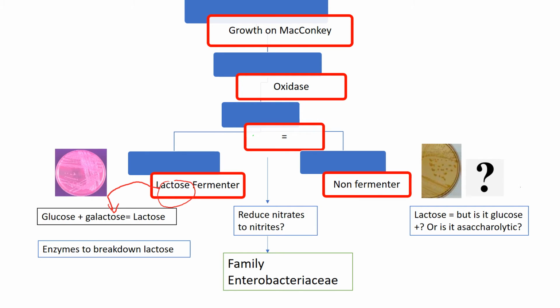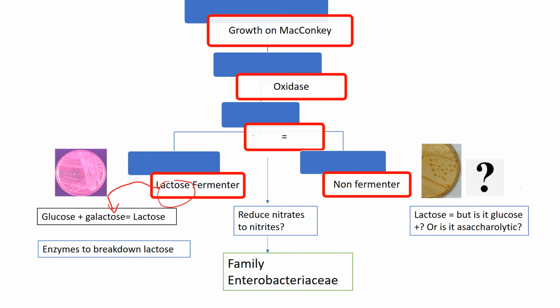Some bacterial species can only metabolize carbohydrates in its simplest form, and that is glucose. I already said that, right? They cannot metabolize or ferment lactose. So the question is, when the colonies on MacConkey are clear and colorless, that indicates non-lactose fermentation. But is it because they cannot ferment lactose, or is it because they cannot ferment carbohydrates at all, what we call asaccharolytic?